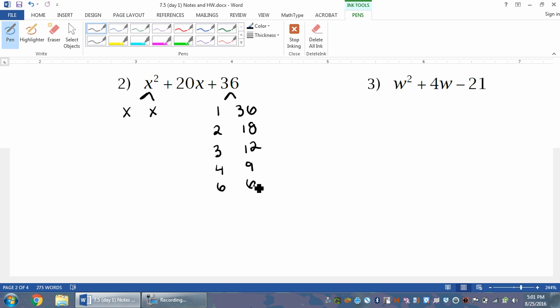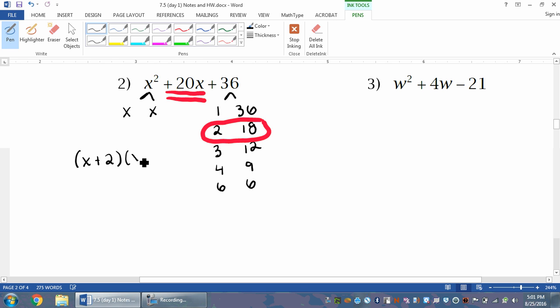From all the combinations, you want to figure out what combination will add to positive 20. Do you recognize 2 plus 18 is positive 20? Now I don't need to make both of them negative because I need them to add to a positive 20. So my factors are going to be x plus 2 and x plus 18. And again, the order doesn't matter.